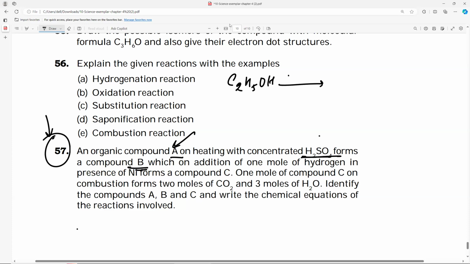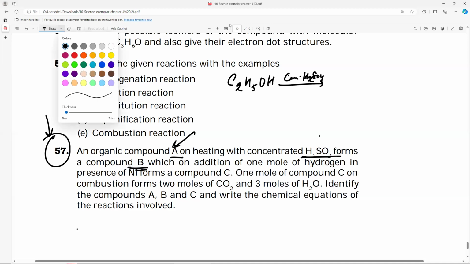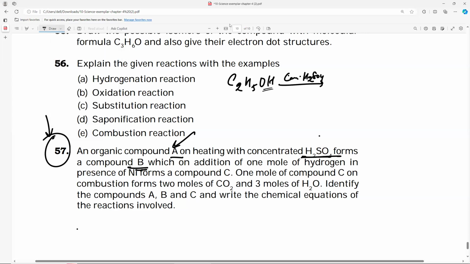When it is heated with concentrated H2SO4, which type of reaction is going to take place? Dehydration reaction will take place, the removal of water. So it will be C2H4, and one H from this one and one OH will be separated out. This is the formation of alkene. Alkenes are the unsaturated hydrocarbons.